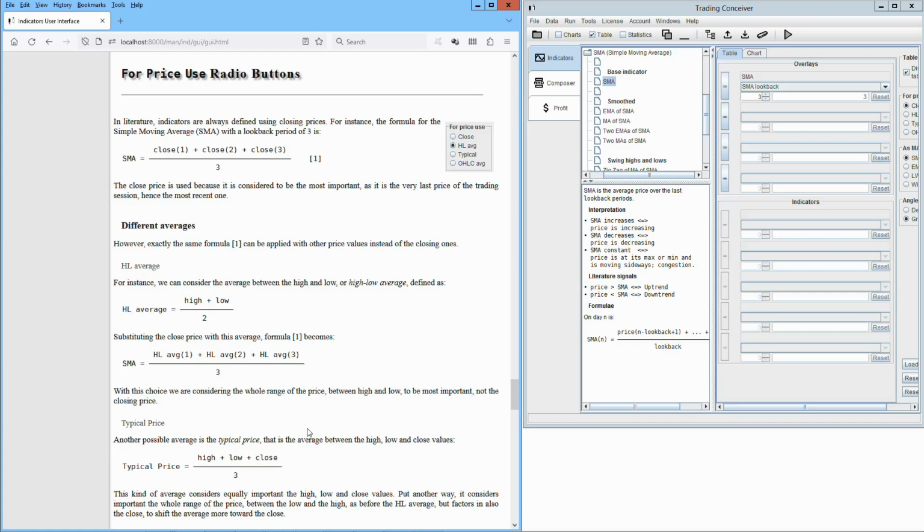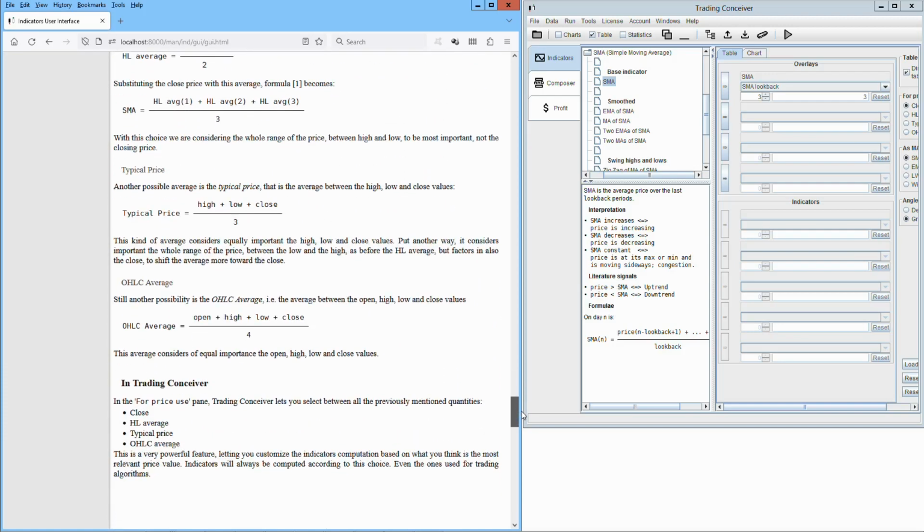This kind of average considers equally important the high, low and close values. Put another way, it considers important the whole range of the price between the low and the high, as before with the high-low average, but factors in also the close, to shift the average more toward the close.